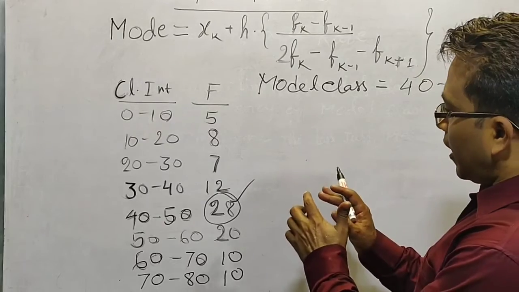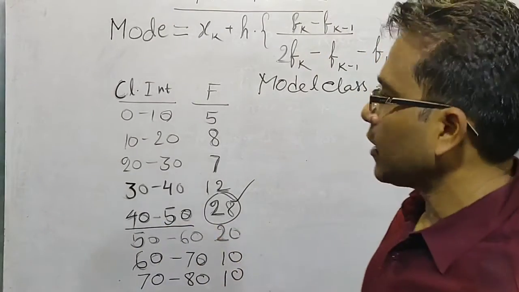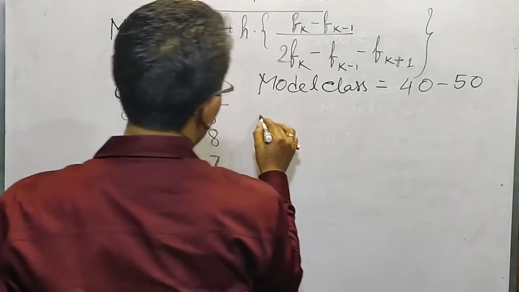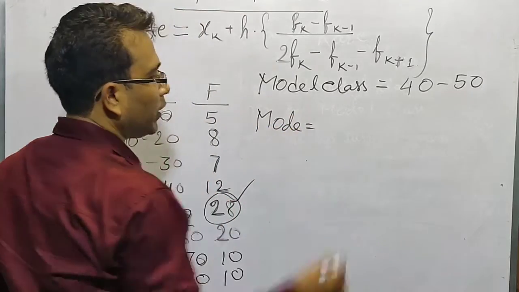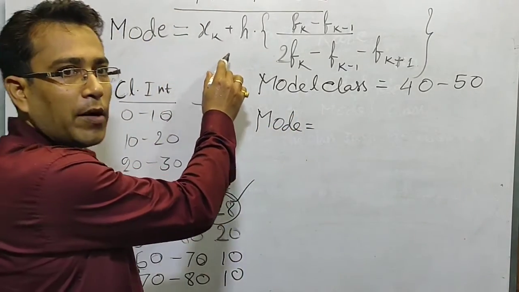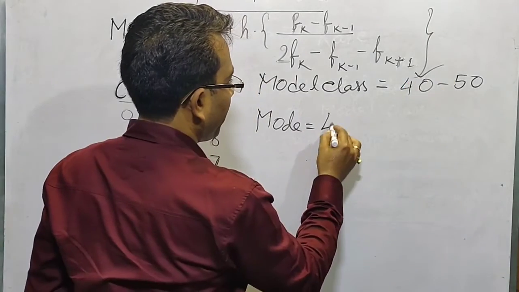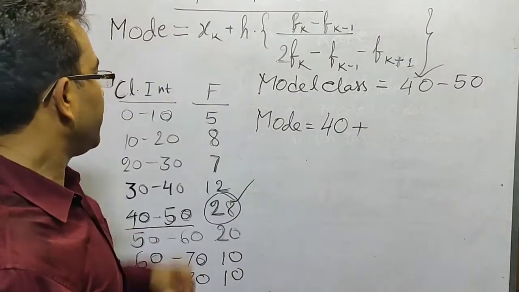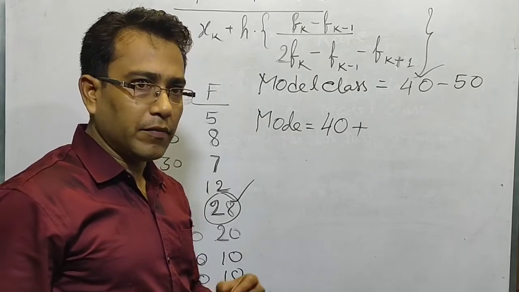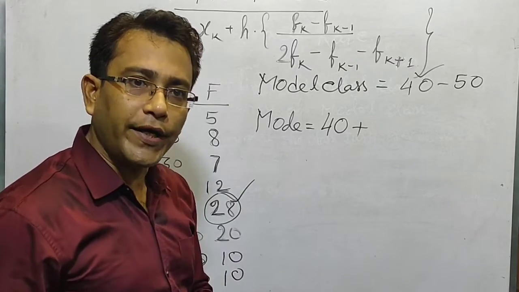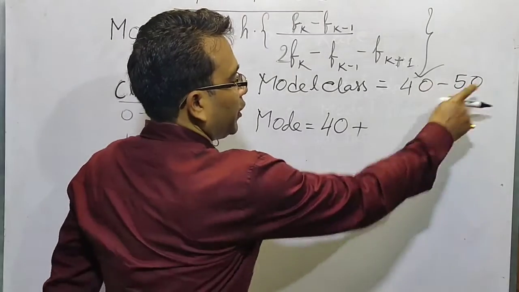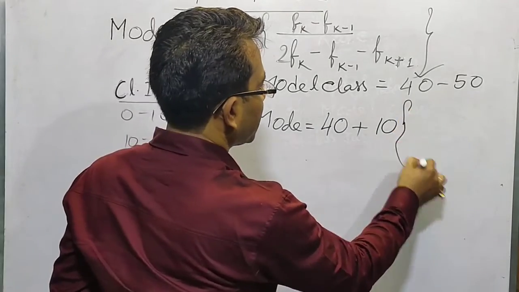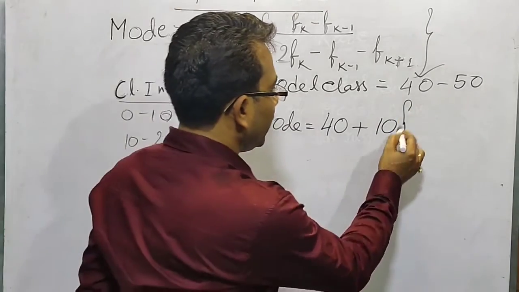Now, just after finding the modal class, you can calculate the mode simply. Here the formula is written: mode equal to lower boundary of the modal class, that is 40, plus h. H, I have written earlier, h is the width of the modal class. Here 40 to 50, width of the modal class is 10. Then give the second bracket, that is into.